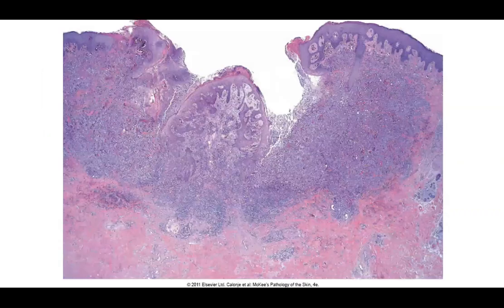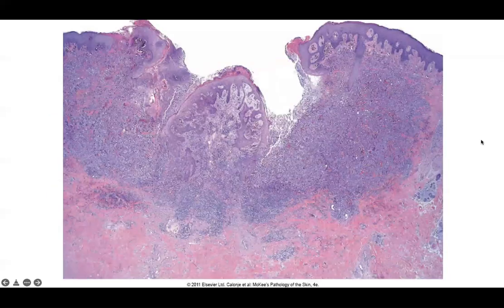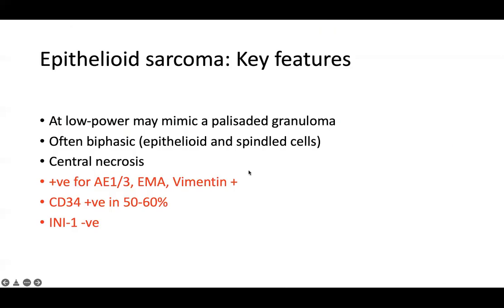So here is the histology of an epithelioid sarcoma. Again, at this power, you're not going to really know what you're dealing with. It's just some type of epithelioid neoplasm. At low power, it could even look like a palisaded granuloma. So we're talking about things like granuloma annulare. It's often biphasic, an epithelioid and spindle cell population with central necrosis. So again, you can kind of see this necrotic area down in here.